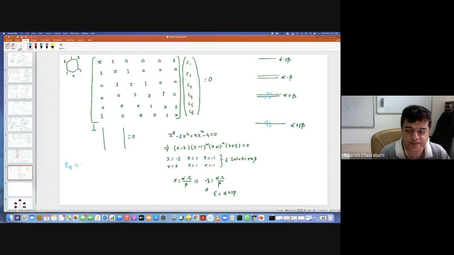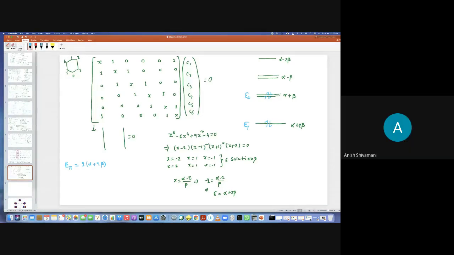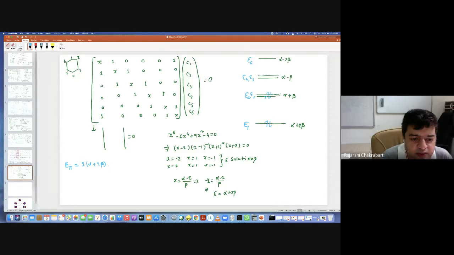Tell me what is the value? 2 into alpha plus 2 beta, because 2 electrons are in this. And next, 4 electrons are in alpha plus beta. If I write like this, what is the answer? 6 alpha plus 8 beta. This is the pi electron energy for benzene.